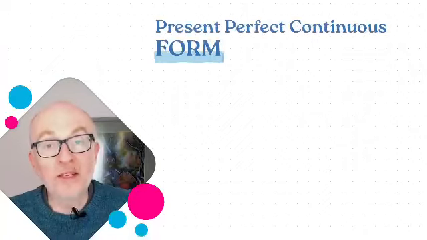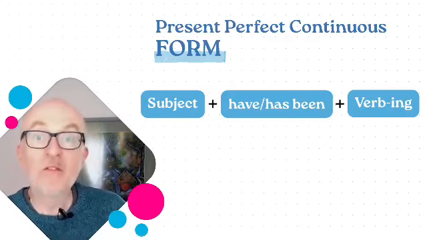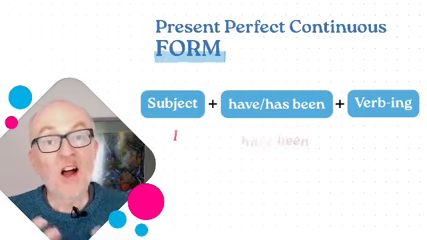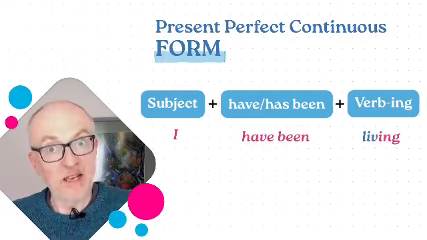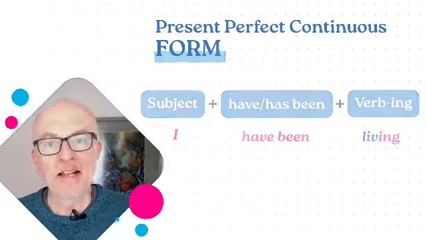And we form this with the subject, have or has, and then the verb in the gerund, the ing. I have been living here in Spain for 8 years. The action began 8 years ago and continues to the present. I still live in Spain.